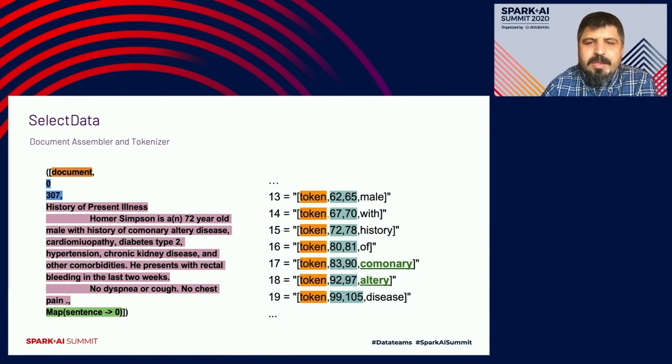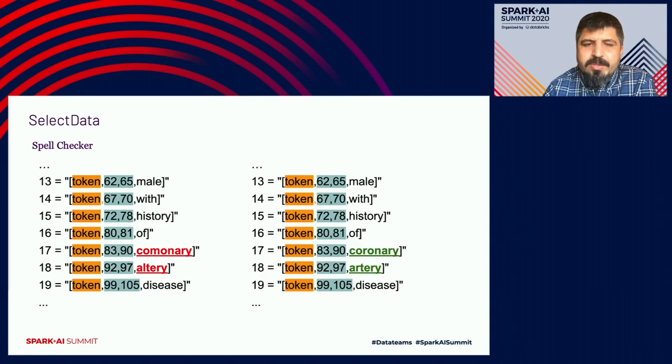At first we extract the tokens. There are some typos, as you can see, like "commonary" and "altery", so they need to be fixed. We have a spell checker in the same pipeline. We apply it, and it fixes them according to context, so we don't destroy the correct words themselves. That's why using a spell checker is a very unique process in NLP. Context-aware spell checking is our recent addition to the Spark NLP library, which is already public, by the way. We call it Context Spell Checker, and we have a blog post about it, published last week. So we converted "commonary" to "coronary" and "altery" to "artery", which were the valid clinical words.